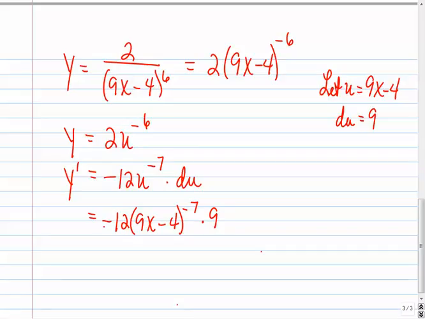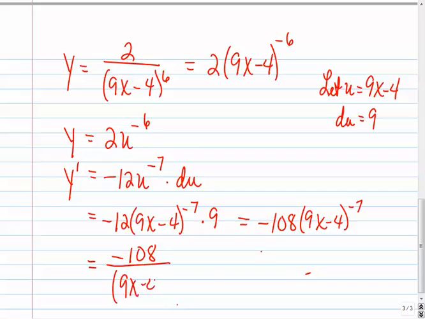So I can multiply negative 12 times 9. Those are two constants. So that's going to be a negative 108. And then I have (9x minus 4) to the negative 7th, but we don't want to lose the negative exponent, so that's got to go to the denominator. But the negative 108 stays in the numerator. It's going to be over (9x minus 4) to the positive 7. There's your derivative, y prime.